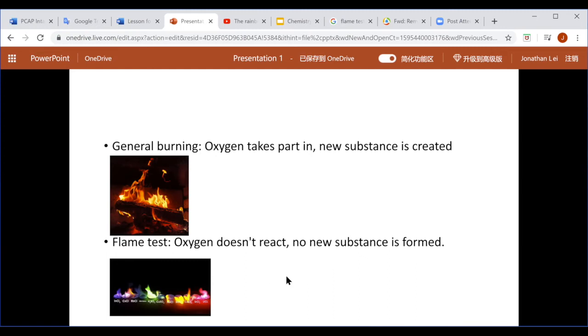So the principle of flame test is basically when you heat the metal ions up, the metal ions emit a specific color in the form of flame. So in flame test, no new substance is formed. I know it's kind of confusing. Does anybody have any questions?